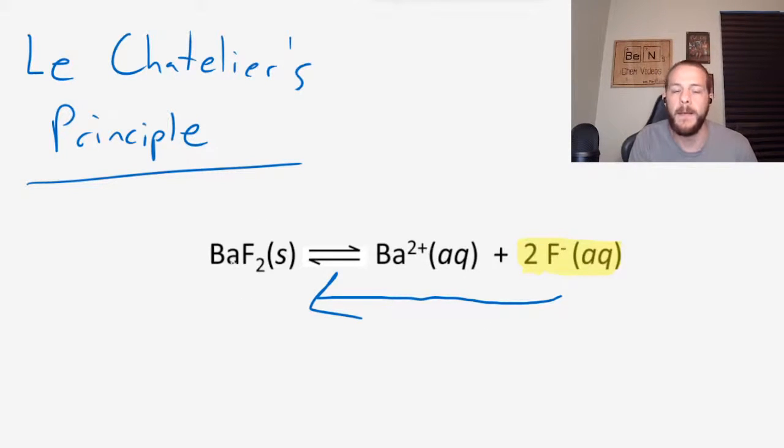And so that's why the solubility of barium fluoride is going to be lower in a solution that already has some fluoride ion in it than if it was just placed into pure water. It's according to Le Chatelier's principle. So this is the effect of a common ion on solubility.